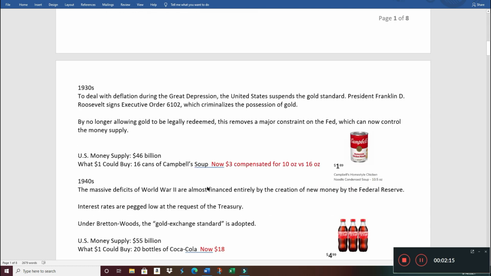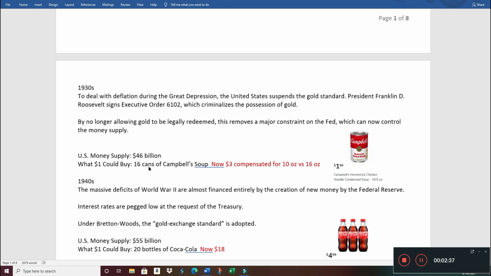1930s. This is when they tried to criminalize gold. They didn't really outlaw it, because I've shown you in past videos that each person was allowed to own, I think it was more than an ounce of gold. So if you had a family, you actually could have many ounces of gold. But U.S. money supply, 46 billion.